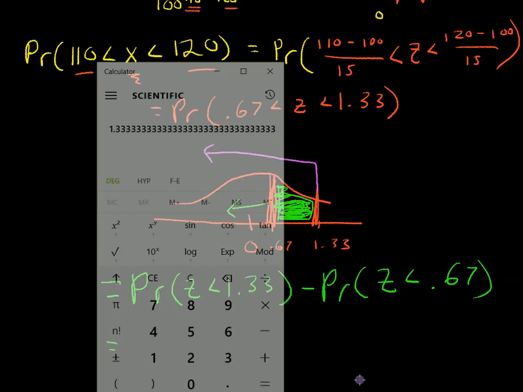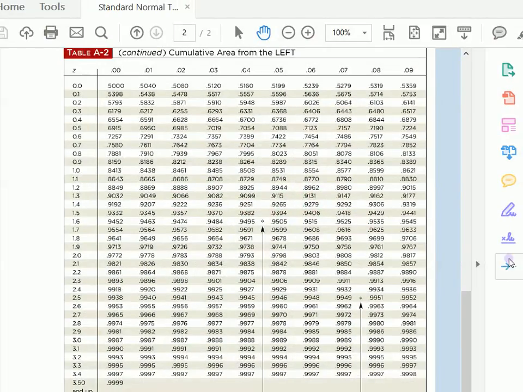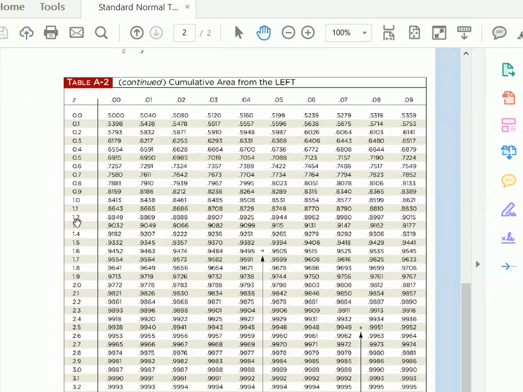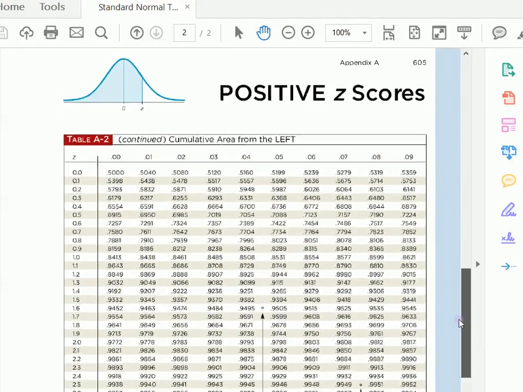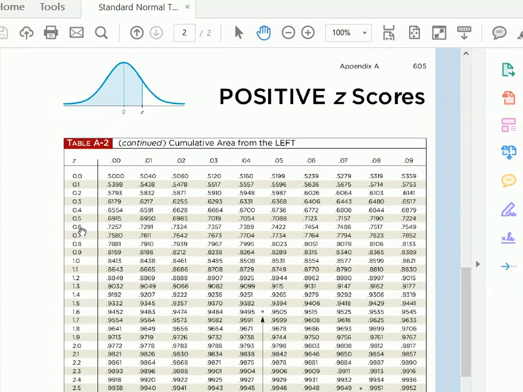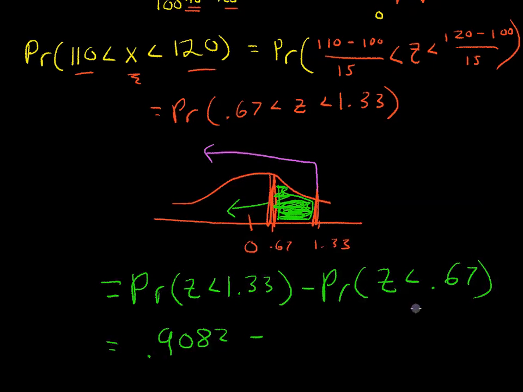All right, so 1.33. Let's pull up the table. 1.33. So that's 0.9082. Okay. 0.9082 minus, we need to look up 0.67 in the table. The probability that z is less than 0.67. All right, the probability that z is less than 0.67 is 0.7486.